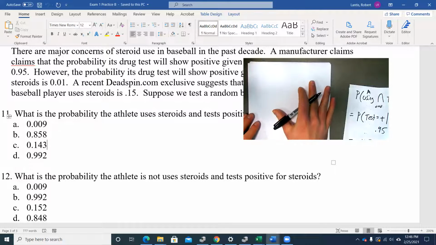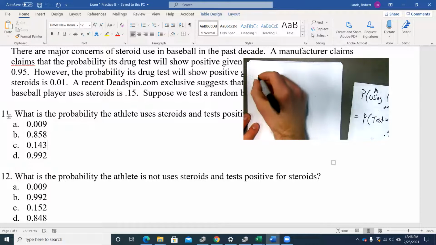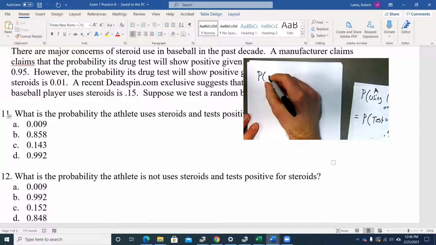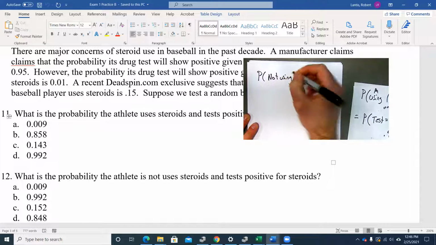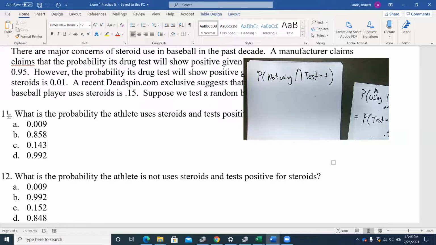So now what we're looking for is, what's the probability that someone is, what did I say? I actually might have said it wrong. What's the probability they're not using, and this test comes back positive? Right? So just writing out what the problem is asking for. Well, it's the exact same thing we were doing before, right?